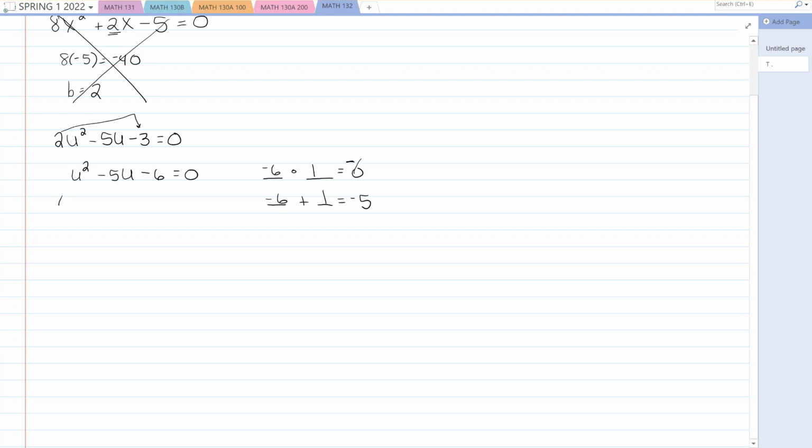So if I factor this, I put the u times u to get u squared. I put my negative 6 in and my positive 1. But I've altered the problem because I multiplied by 2 here at the very beginning. So to undo the multiplication that I did, I'm going to divide by 2 to each of these terms. Simplify it.